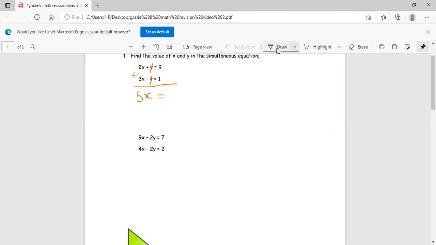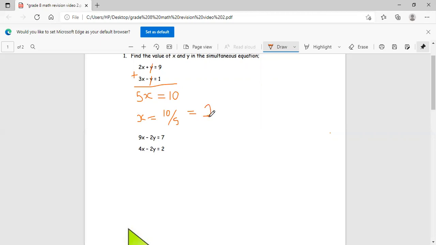All right, so 9 plus 1 is 10. I'm sure you know this already. So it's easy to find x now. So my x, for me to remove 5 from here, I will divide the two sides by 5. So x will now be equal to 10 divided by 5, and that will give me 2.